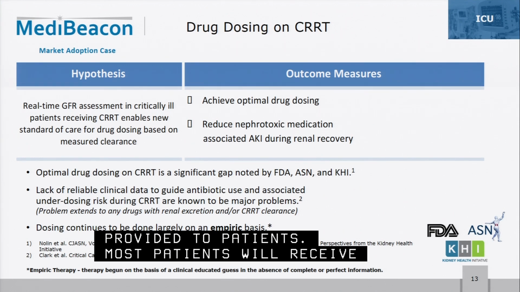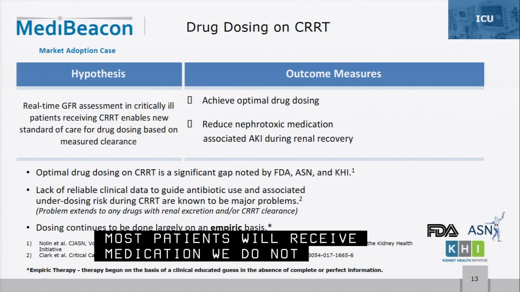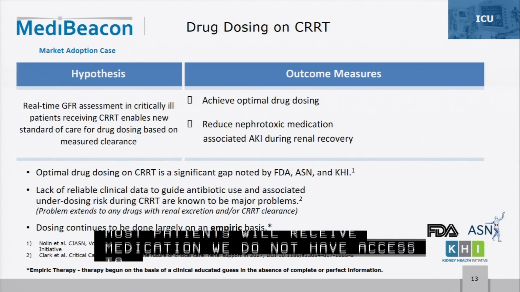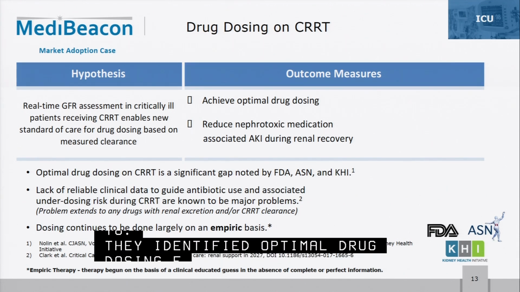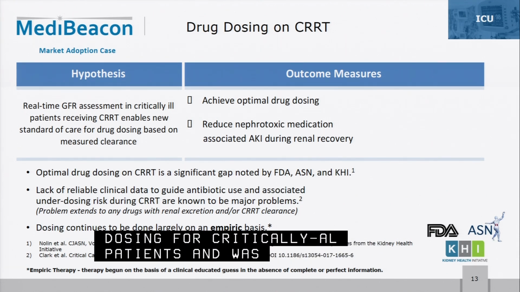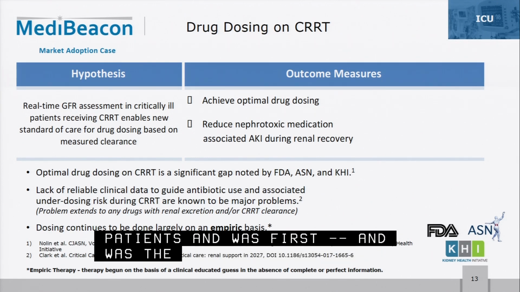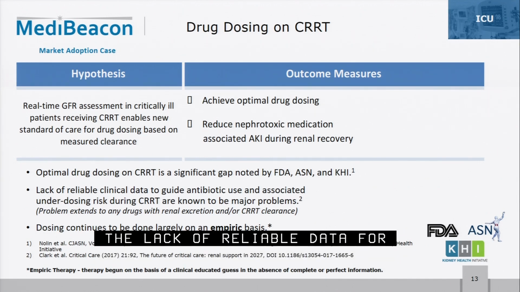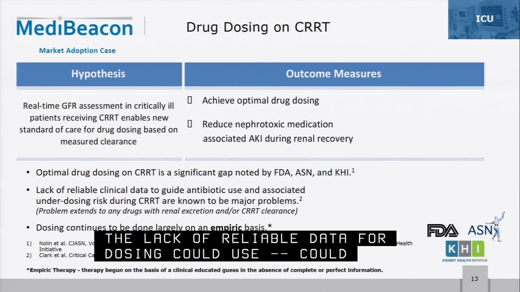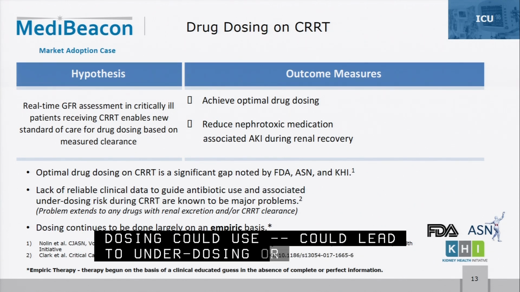In fact, the FDA, ASN, and the Kidney Health Initiative identified optimal drug dosing for these most critically ill patients as a significant gap and was the first project that was funded by the Kidney Health Initiative. And the lack of reliable clinical data for dosing may lead to underdosing of life-saving antibiotics, or may lead to overdosing of chemotherapeutic agents and associated toxicities. This dosing is continuously done on an empiric basis.